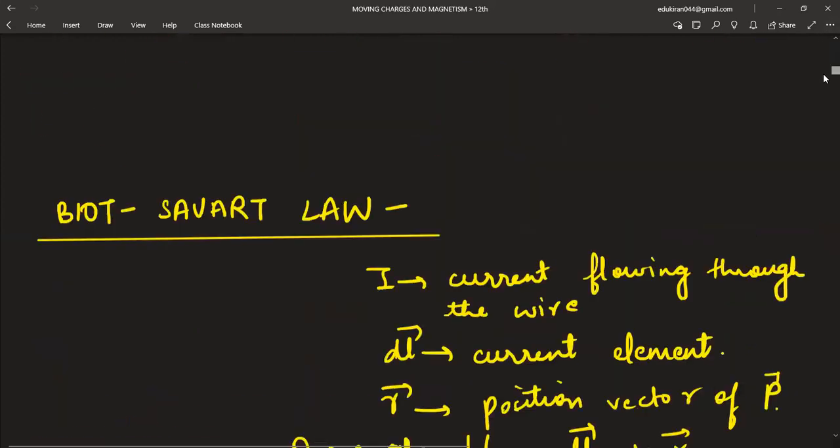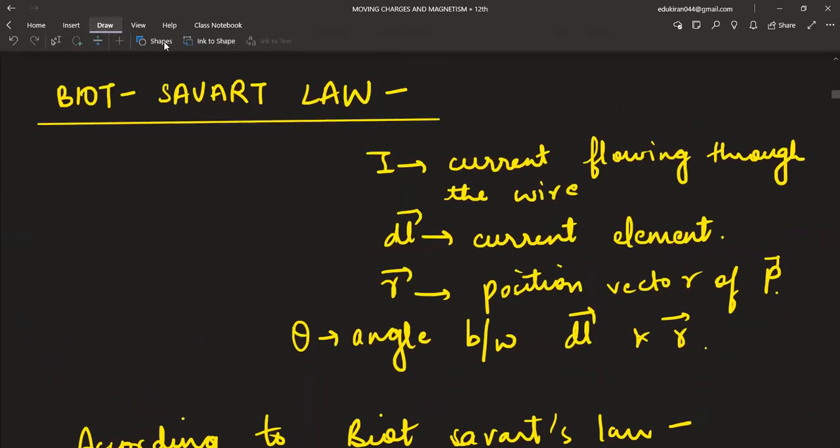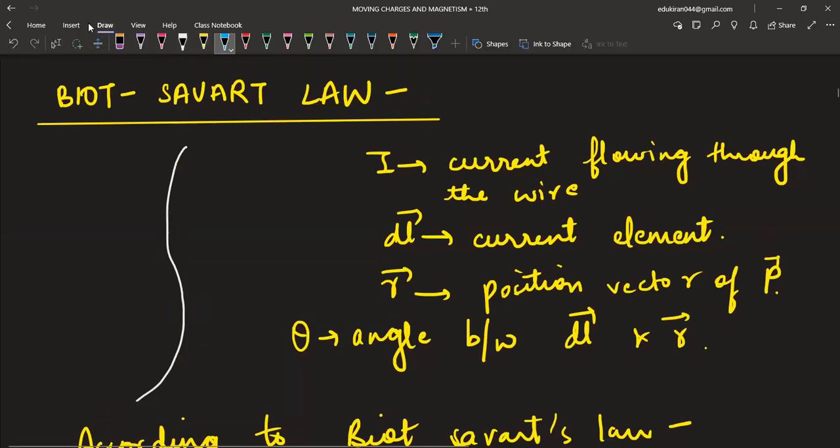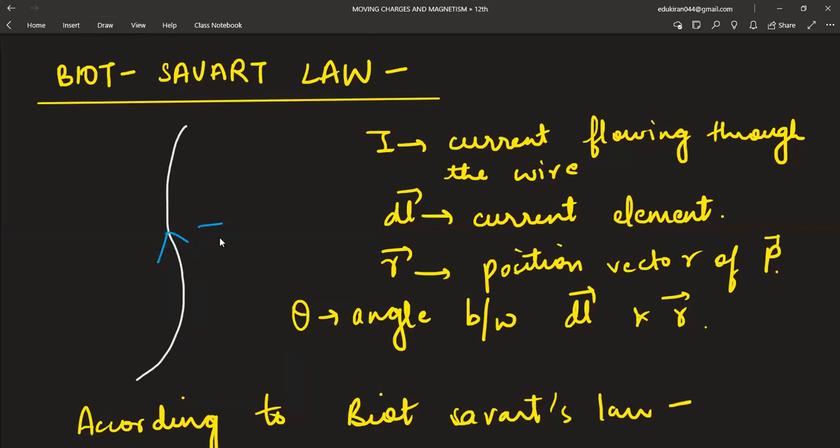That is the case of current carrying wire, which I've already told you is known as the Biot-Savart's law. When we are discussing this law, basically you have a straight wire which is present. Current is going through the straight wire. All the symbols are already written on the right hand side, whatever is the meaning of each. So I over here represents the current flowing through the wire. So this is the straight wire, and you have the current which is moving.